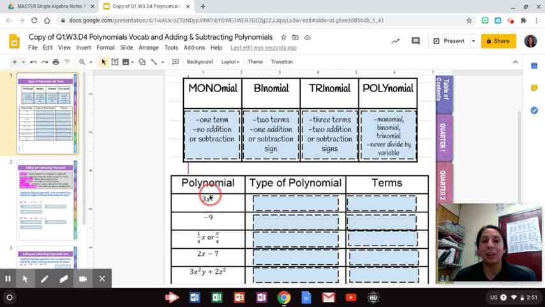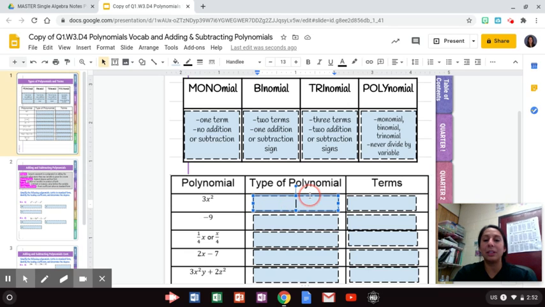If you look at all of this, this all goes together. It is not dividing by a variable, so that means that it is a polynomial, okay? And then we know that it has no addition and subtraction, so this is what we call a monomial. So inside here, for our type of polynomial, it's going to be called a monomial.